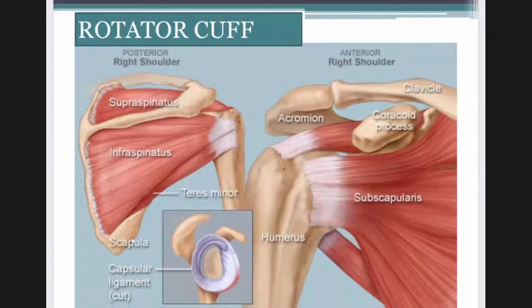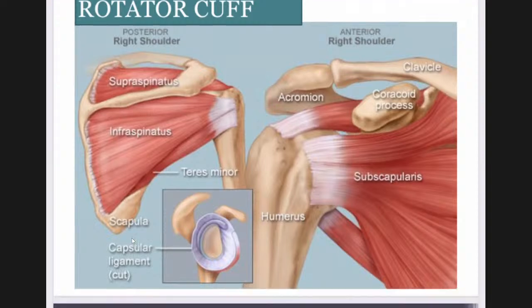So here you can see, if you look to your right side, it's the anterior view. You can see the subscapularis there getting attached to the lesser tuberosity, and then just above that, just behind the coracoid process, you can see the supraspinatus tendon, which is coming and getting attached to the top of the greater tuberosity. And then to the picture on your left, you can see the infraspinatus and the teres minor getting attached to the middle and the inferior portion of the greater tuberosity.